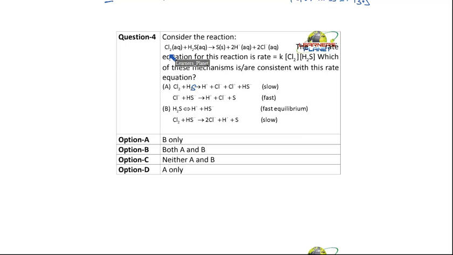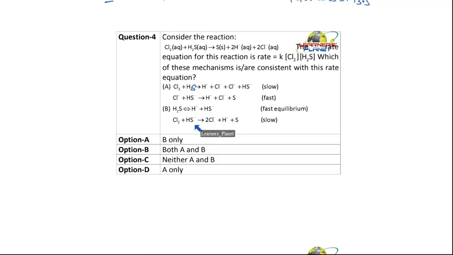Cl2 plus H2S (aqueous) is giving S, that is sulfur solid, plus 2H plus (aqueous) plus 2Cl minus (aqueous), right? Now, we have the equations like this: Cl2 is reacting with H2S to give H plus, Cl minus, Cl plus and HS minus. Now this is the slow step, right? And this is the fast step. In the second step, see what is in the slow step? It is Cl2 and HS minus.